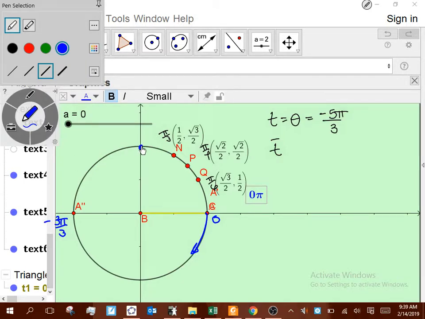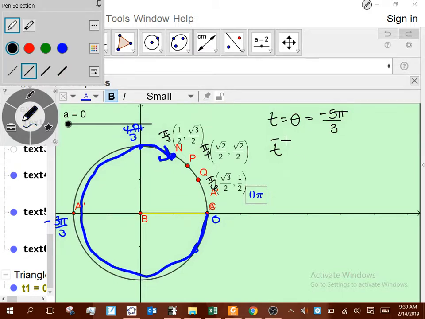This would be 4 pi over 3, right? This here will be 5 pi over 3. So I'm traveling around here, and I would get there. That would be the t value that we're interested in, right? Well, how far do I need to continue to go to get to the x-axis?